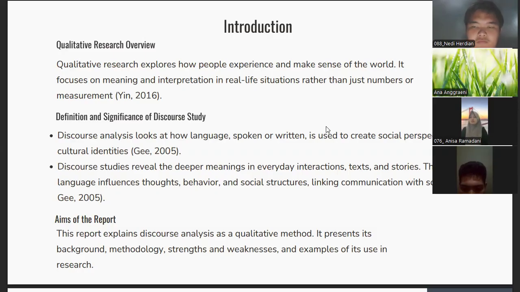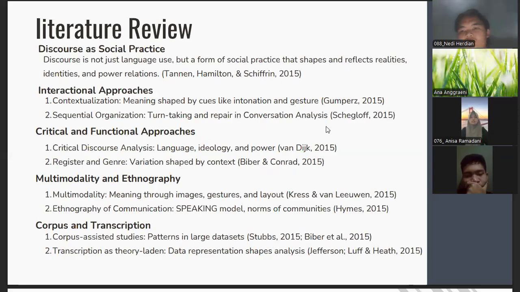And this report aims to explain discourse analysis as a qualitative method, and it presents its background, methodology, strengths, and weaknesses, and an example of its use in research. And for the next point, the literature review will be explained by Nedi.